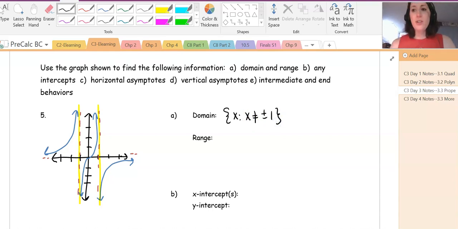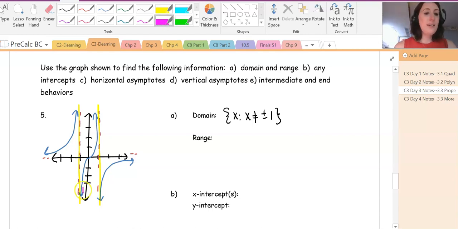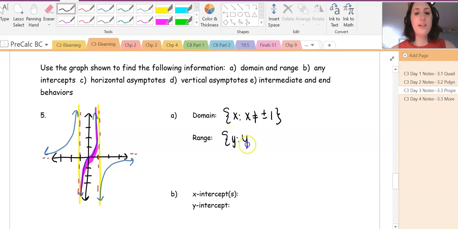Okay, range. So range, remember, is referring to what y coordinates we can have. The good news for this one is that if you look, this middle portion, it's hitting everything. So this range is just all real numbers. And I guess since I started in set, I'll stay in set. But you could switch to interval if you want. I'm just going to be consistent.